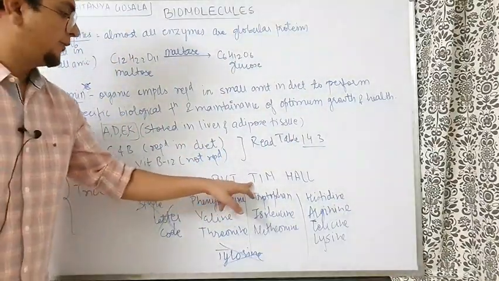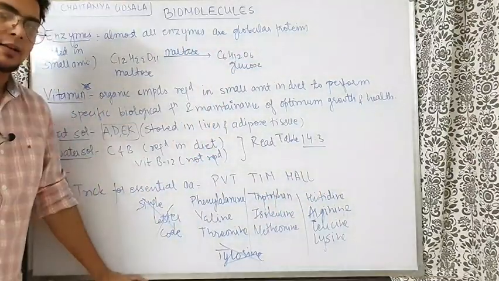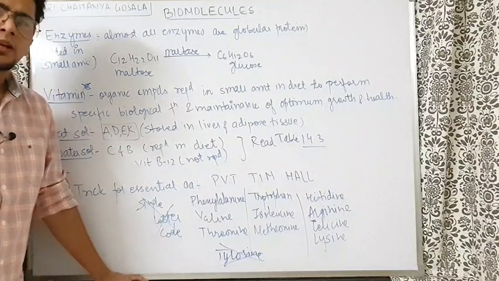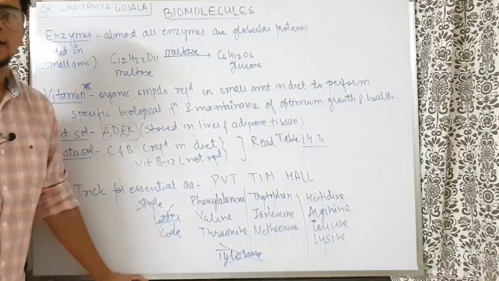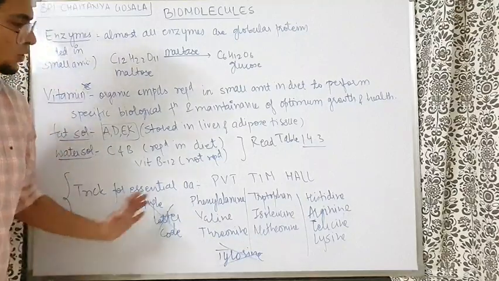So how many essential amino acids do you have? 1, 2, 3, 4, 5, 6, 7, 8, 9, 10. We can see clearly there are 10 essential amino acids. The remaining are non-essential amino acids, not required regularly in the diet. Essential amino acids are required in the diet, as they are not produced in the body naturally. So Private Tim Hall.